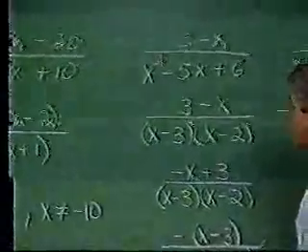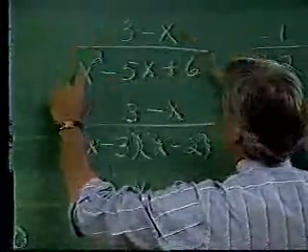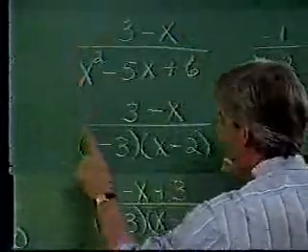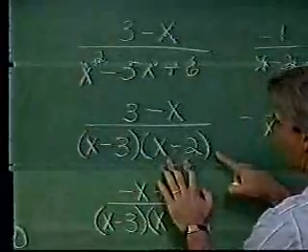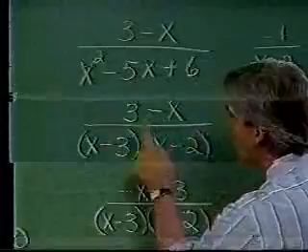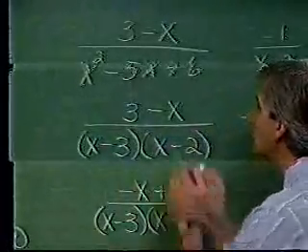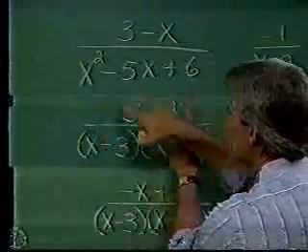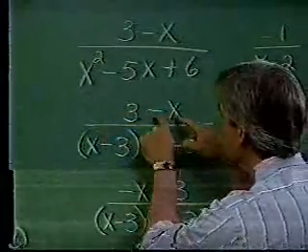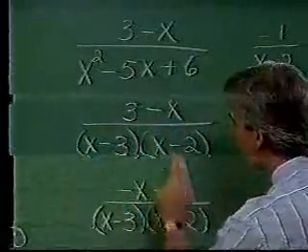Here's a little nuance that occurs in reducing algebraic fractions or rational expressions. 3 minus x over this trinomial. Factor the trinomial and we get x minus 3 times x minus 2. Now, what we notice here is that 3 minus x and x minus 3 look an awful lot alike. In fact, to see exactly how they differ, let's take this numerator and swap the terms around. Let's write the x term first by just writing the negative x first and then plus 3.